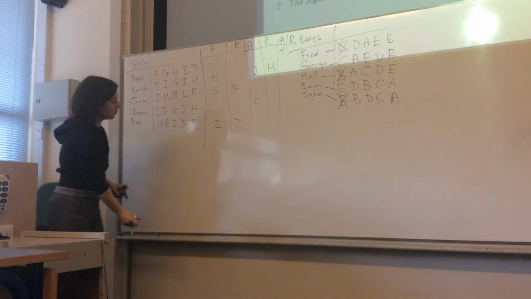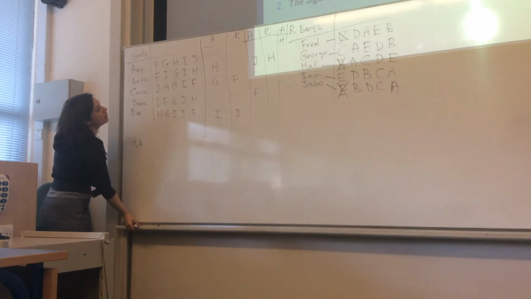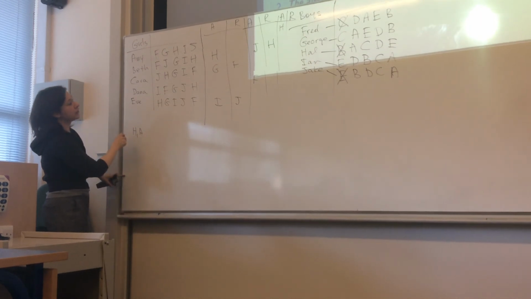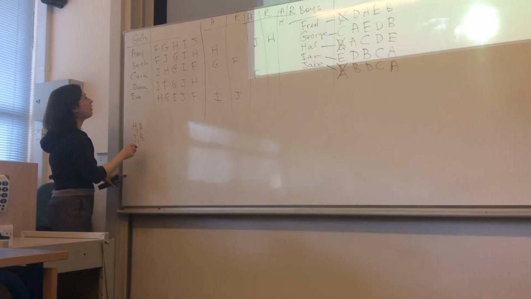And we got Hal and Amy. Who else? Beth is with Jake. And Cara is with George. And Dana is with Fred, and Eve is with Ian.